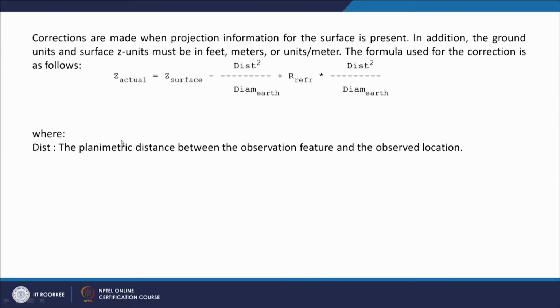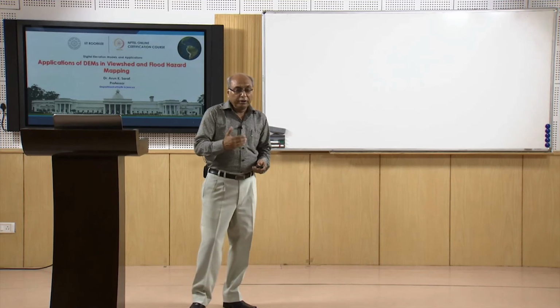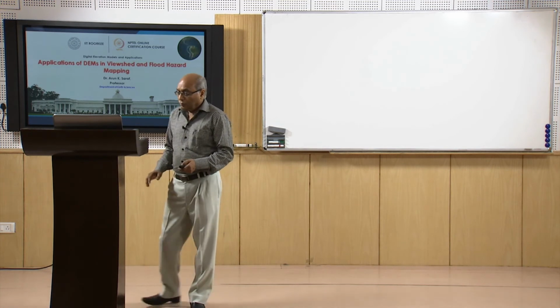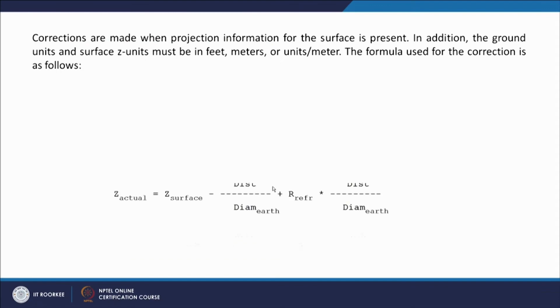The distances are mentioned here. Distance is the planimetric distance between the observation feature and the observed point. Then the diameter of the earth, and refraction, which is the refractive coefficient of the light. The default value for the diameter of the earth is defined as this many meters, but when it is projected, then accordingly it will be taken. And this coefficient of 0.13 is taken, and that is why 0.13 has already been applied here as the default value for refraction correction.